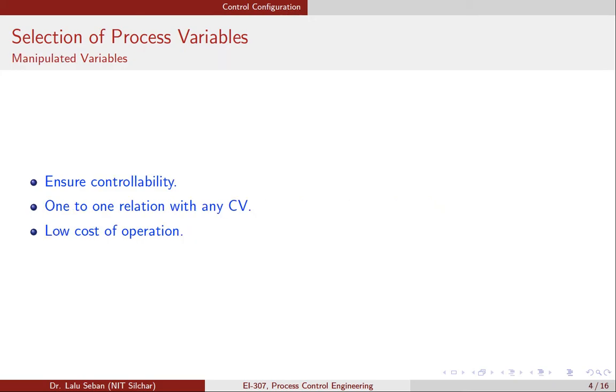Now, how to select the manipulated variable? The most important thing is that you have to ensure the controllability. That means by changing this particular manipulated variable, the intended output should be taken to the desired value. Okay, so this manipulated variable has the capability to shift the output value from the present value to the desired value. Okay, that is very important.